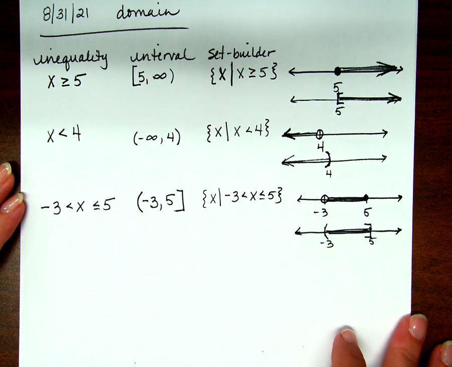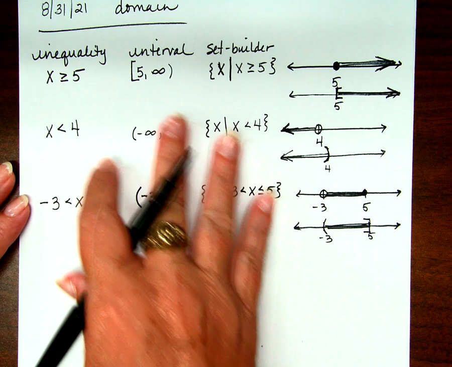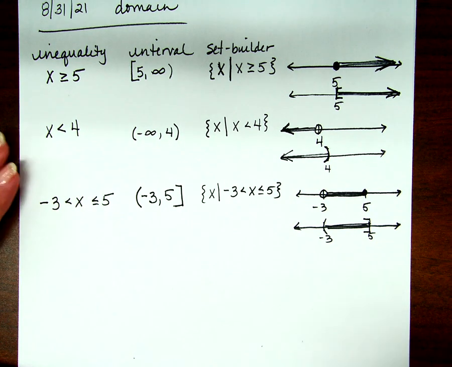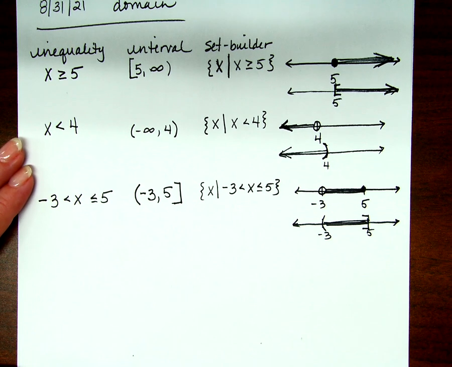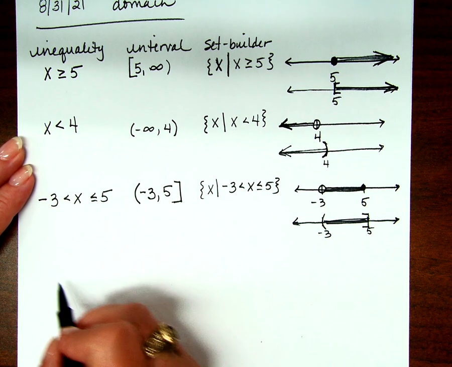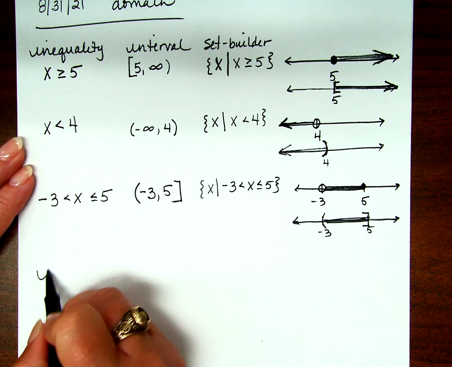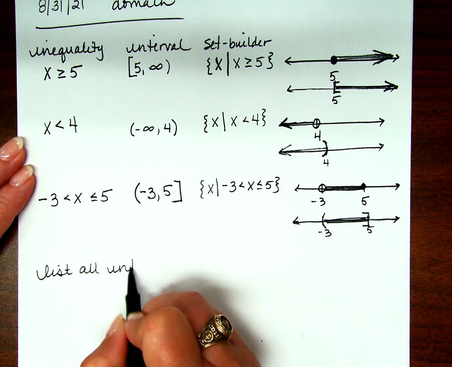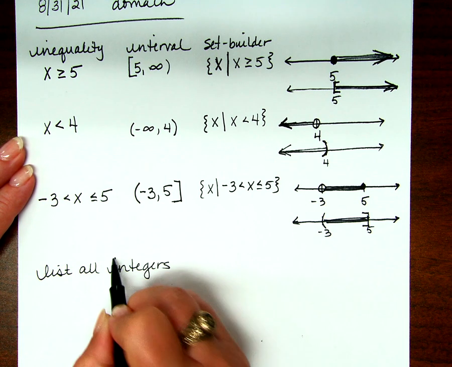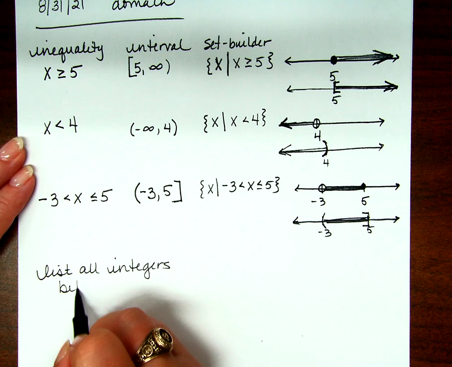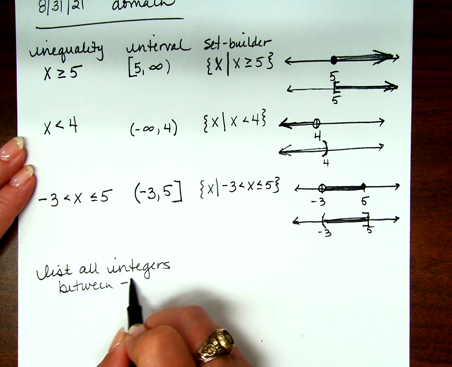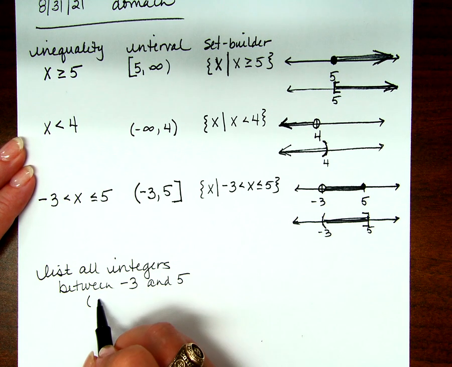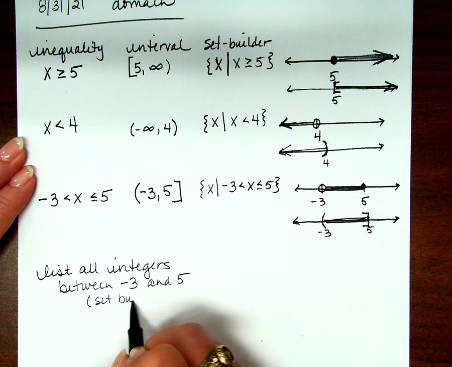So now I have to throw a wrench in things. Because you seem like you've got this pretty good, right? So, because I'm your math teacher, I have to make it harder. That's a rule, right? Okay. What if I tell you some words? List all integers between negative 3 and 5, and I want the answer in set builder notation.